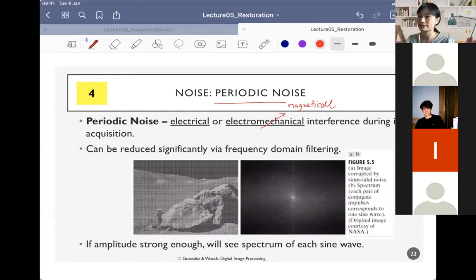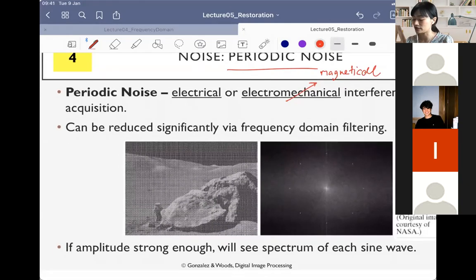So the last one is periodic noise. As you can see, the image has been corrupted by some sort of periodic noise. Have you ever seen an image corrupted like this? Have you ever seen an image corrupted by periodic noise or not? Not really that much, right? But there is some flickering when you capture an image with a different sampling rate. But yeah, it's not so much.